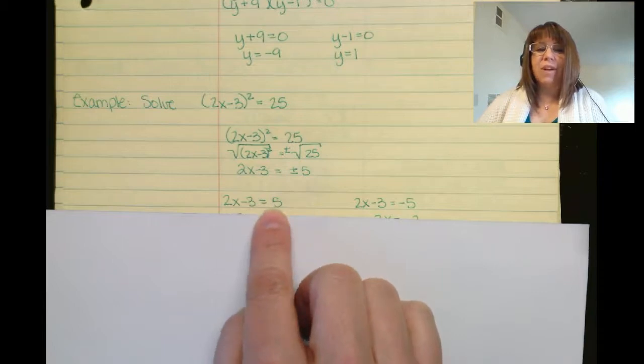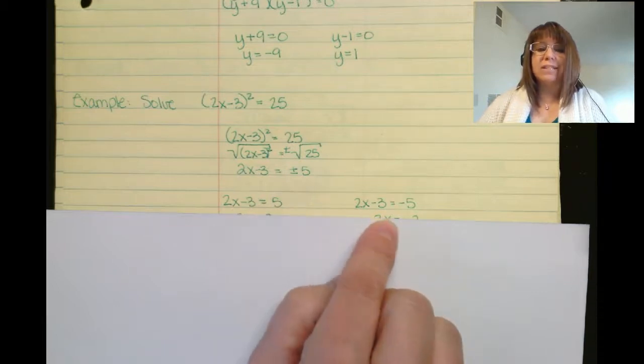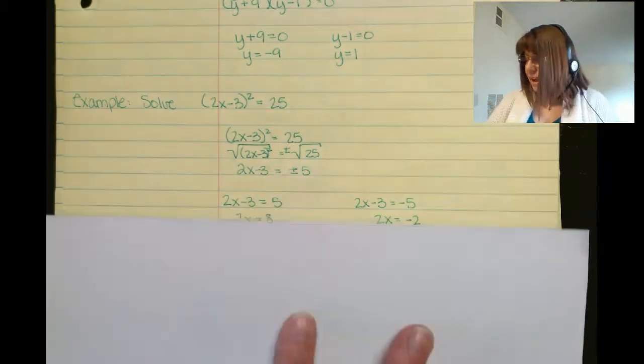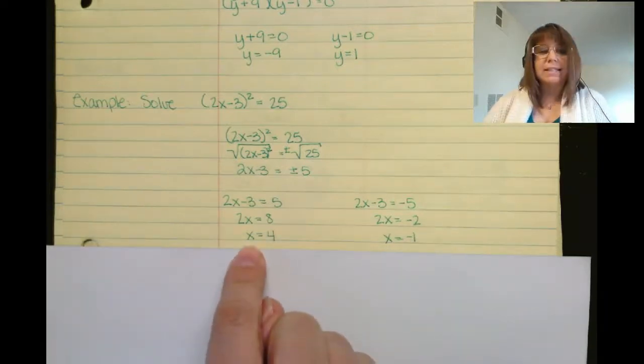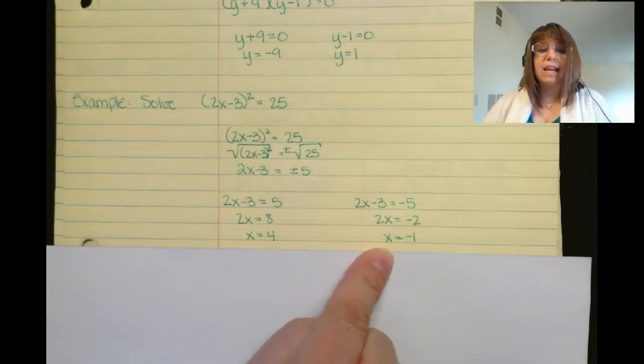So I have two equations. 2x minus 3 equals 5. 2x minus 3 equals negative 5. Solve for x for each of the situations. For the first situation, x is going to equal 4. Second situation, x equals negative 1. So my solution to this quadratic equation is 4 and negative 1.